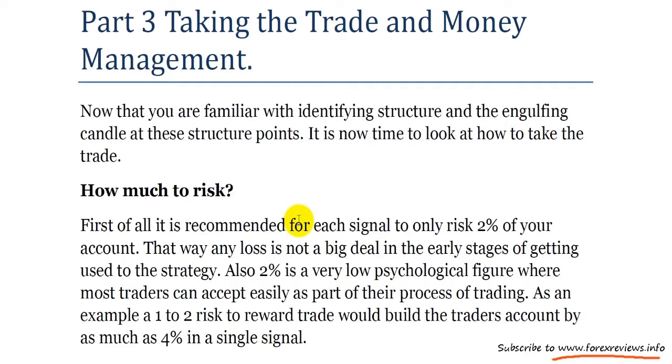As an example, with a 2% risk, don't think that it's such a small amount. A 1 to 2 risk to reward trade would actually build the trader's account by as much as 4%. As another profit example, if you had a 1 to 3 risk to reward trade, that would build your account by 6%. So even though it's a small amount, the gain can still be quite high.